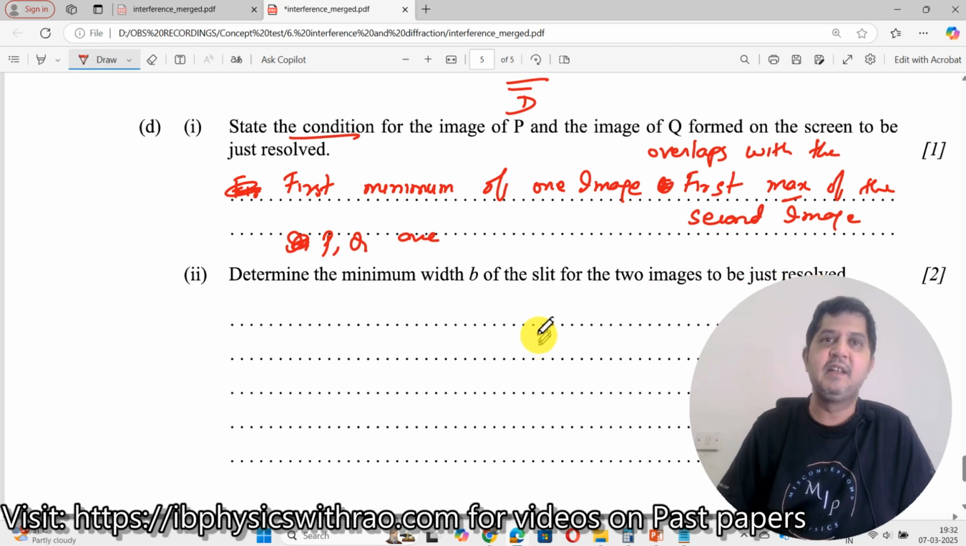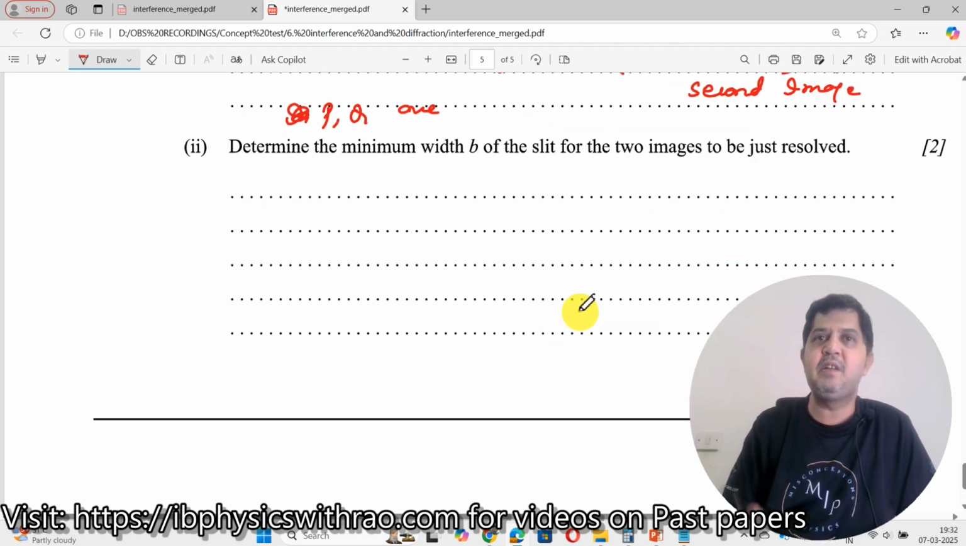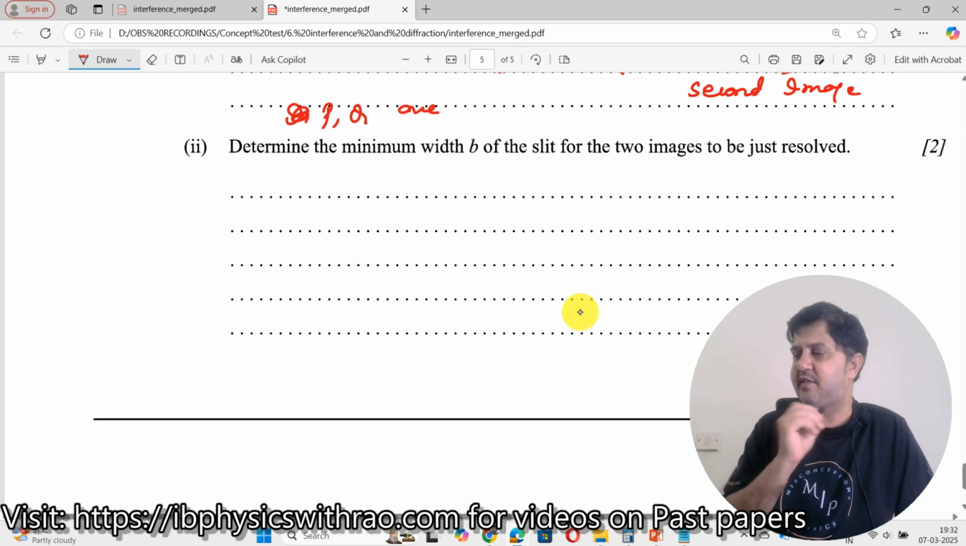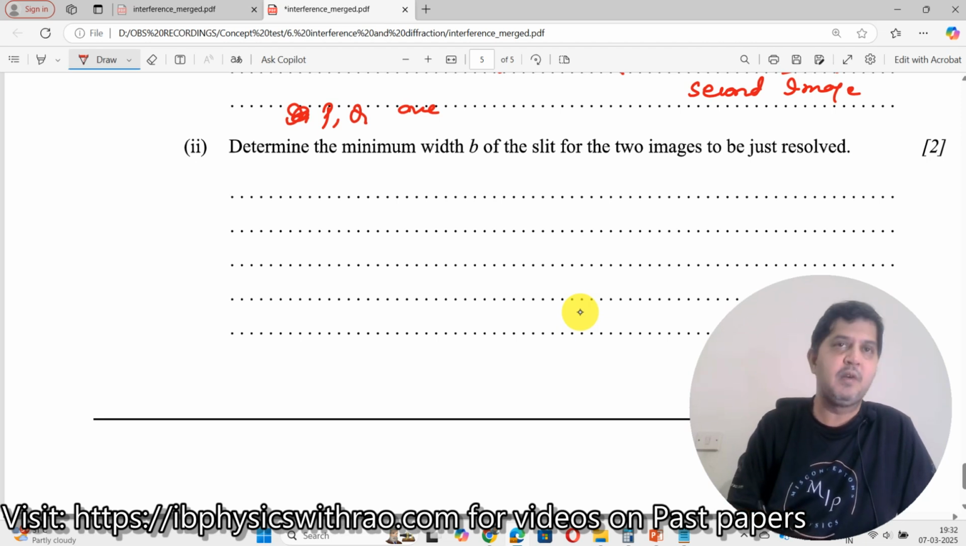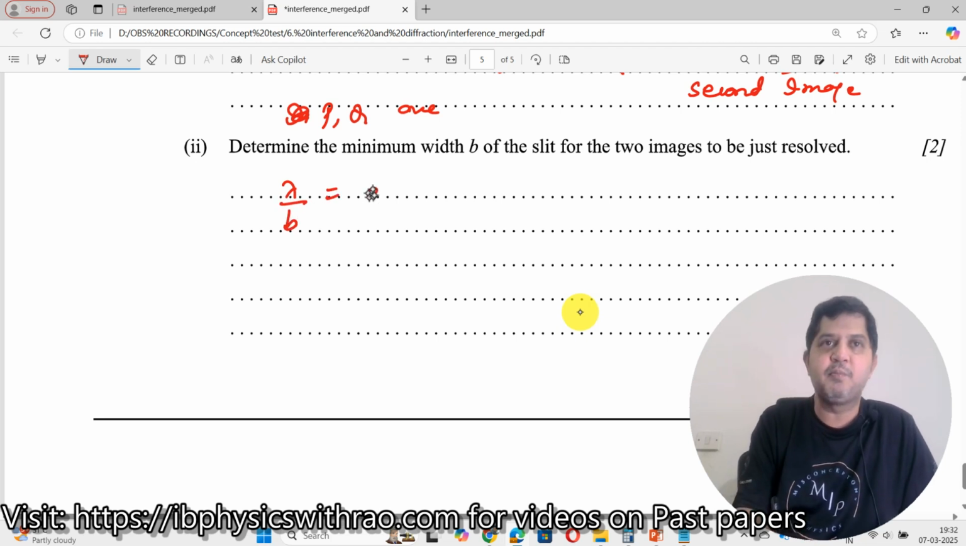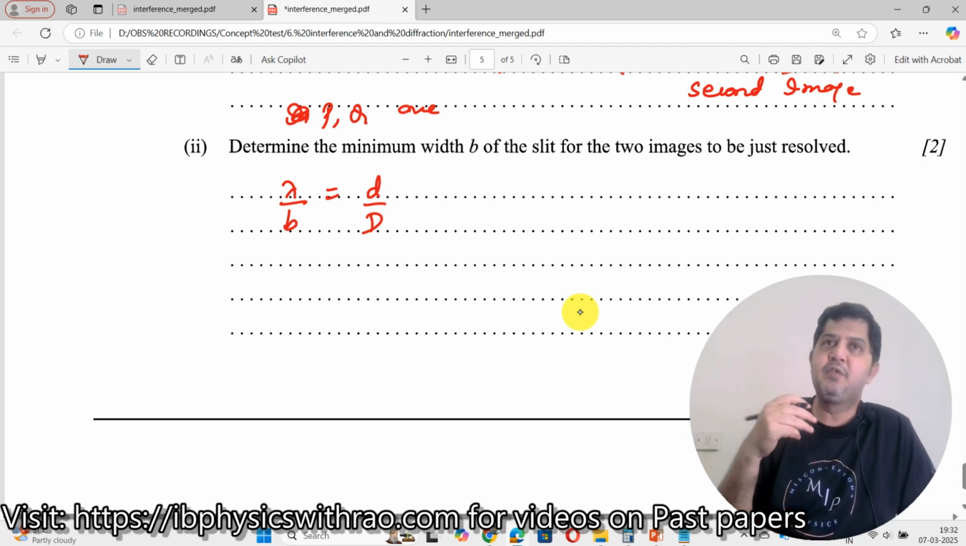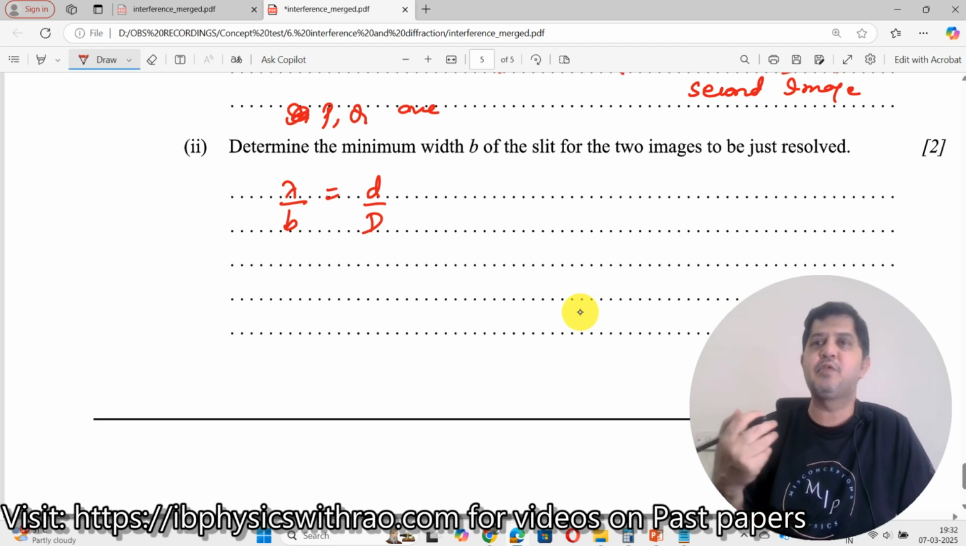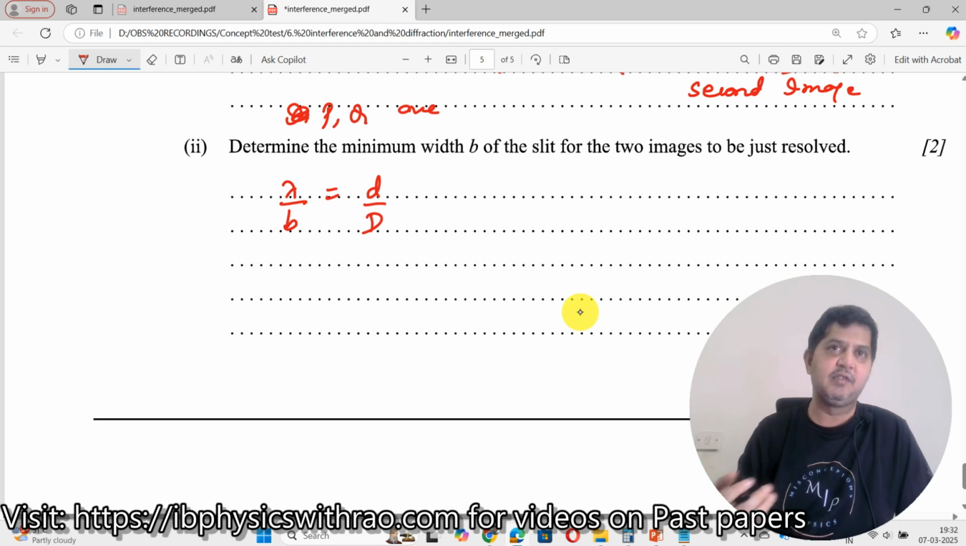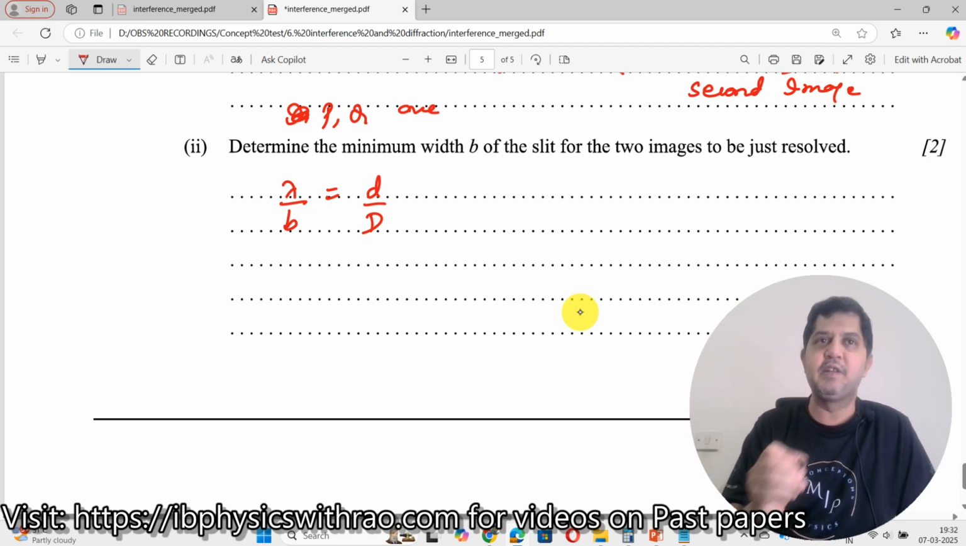Next step. Determine the minimum width B of the slit for the two images to be just resolved. So now there is a formula for this, which tells you lambda by B is equal to small d by capital D. This also you don't have in your syllabus. This was for your 2016 to 2024 students, so they had this anyway. So I am doing this one here.